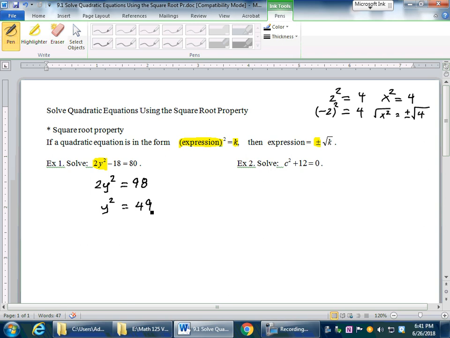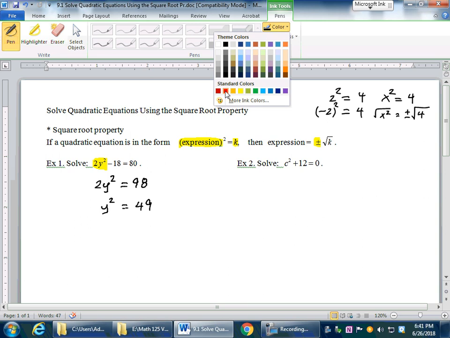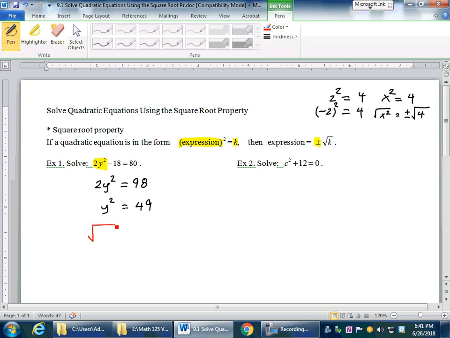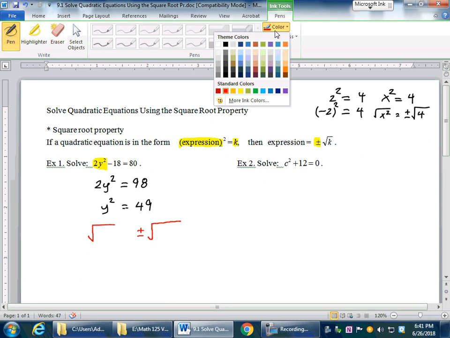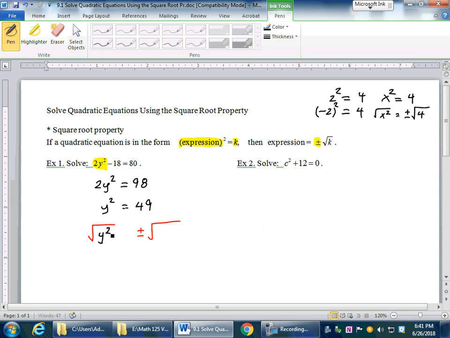Now I have isolated the square term by itself, with no coefficient. Then I can use the square root property, taking the square root on both sides. When you take the square root on both sides, don't forget to put plus or minus. So the square root of y squared is equal to plus or minus the square root of 49. Therefore y is equal to plus or minus 7, which gives two solutions, negative 7 and 7. So I got two real solutions.